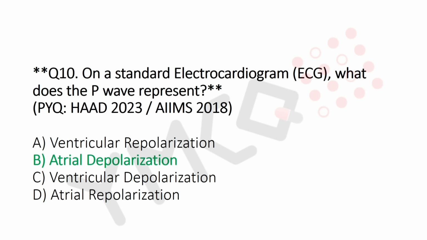The P wave is the first little bump on the ECG, showing electrical firing, that's depolarization of the atria, before they contract.